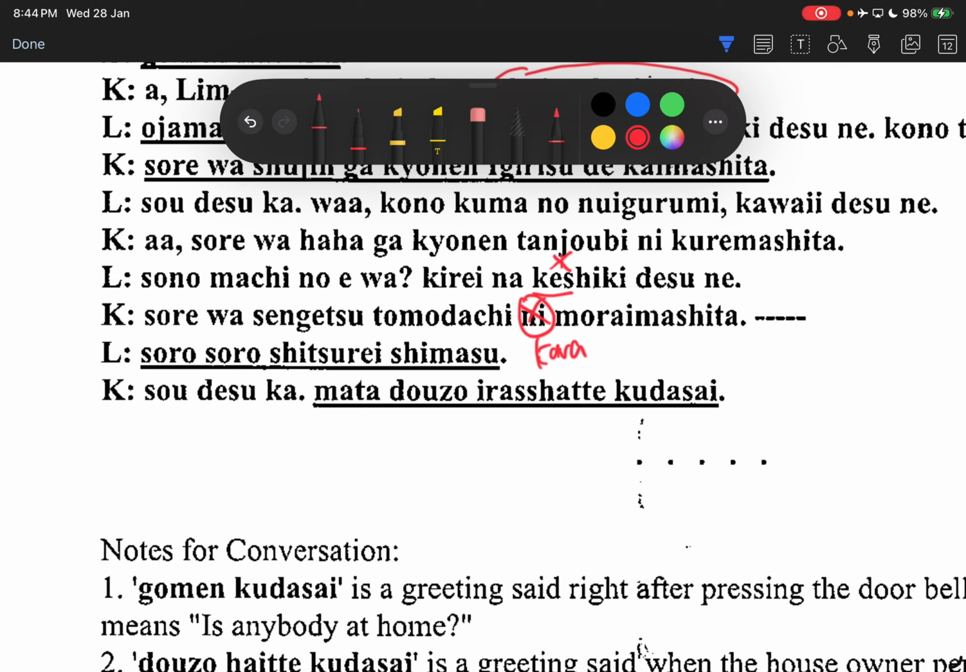Okay, then L says, そろそろ失礼します. 失礼します, we learned in lesson 1. 失礼 means to be rude. So that means you are going to be rude. But そろそろ simply means about time. So when you say そろそろ, it means wow, about time. About time to go, about time to leave, about time to eat, about time to fly, that kind of thing. It just means like eventually time is coming. Like time's up, that kind of thing.